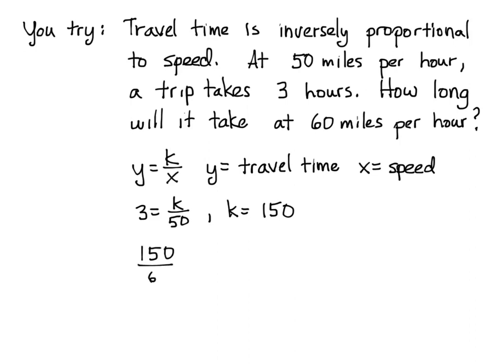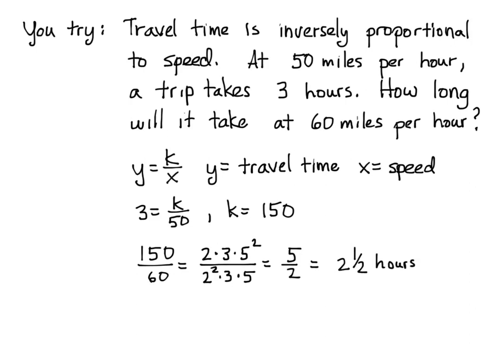But here we have 150 divided by 60, which is going to be, now how do you reduce that? You factor it, cancel terms, you get 5 over 2, which is going to be 2.5 hours. Okay, so you speed up, takes you less time, so that works.